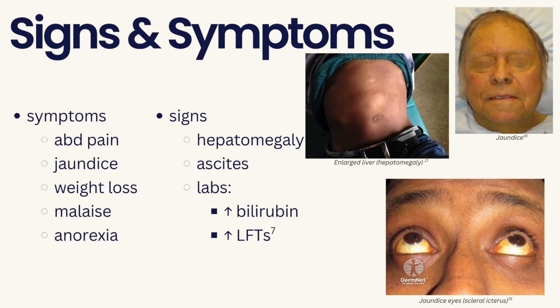Signs and symptoms of HCC include abdominal pain, jaundice, which is yellowing of the skin, and jaundice of the eyes known as scleral icterus, weight loss, malaise, which is generally not feeling well, and anorexia. Some signs on exam would be hepatomegaly, so enlarged liver right here, ascites, which is fluid in the abdomen. Labs may show elevated bilirubin, which is a pigment that causes this jaundice, as well as increased liver function tests.